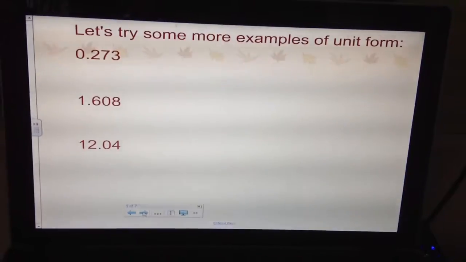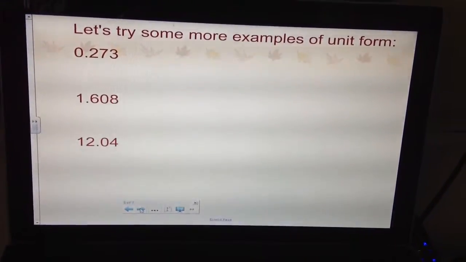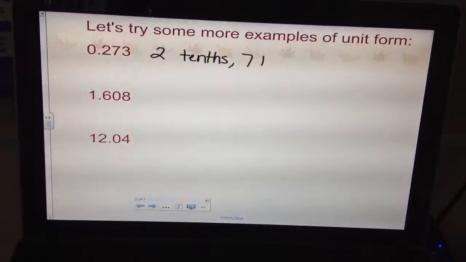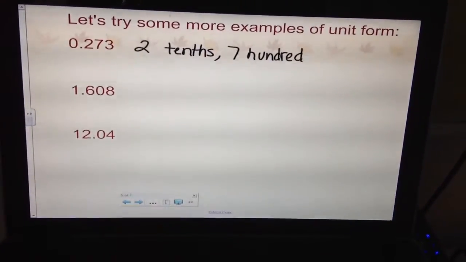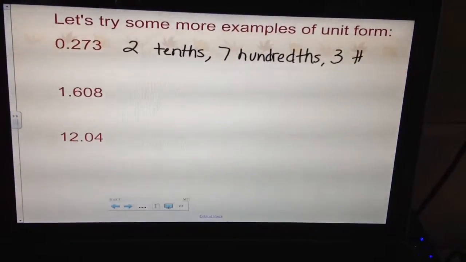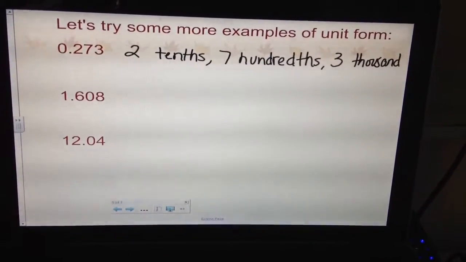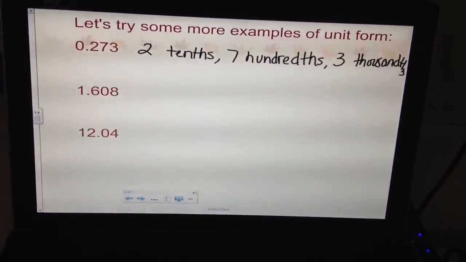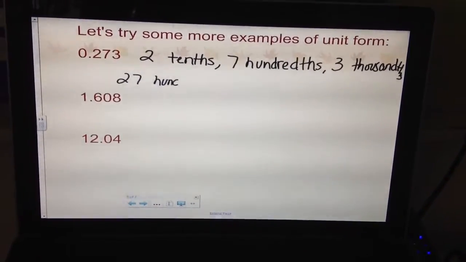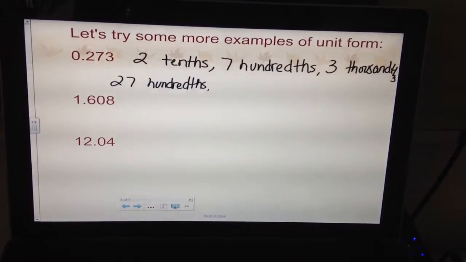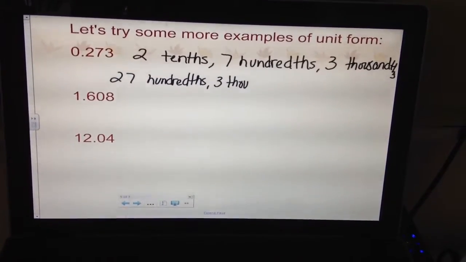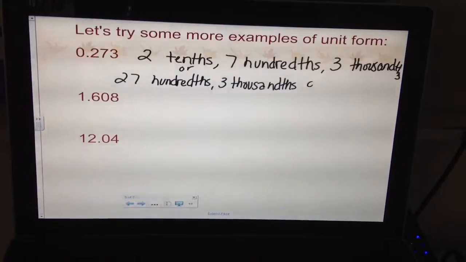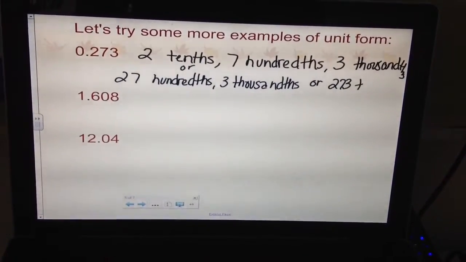So if I look at some examples, again, I can just go through and say what place everything is. I have 2 tenths. I have 7 hundredths. I have 3 thousandths. I can split it all up like that, and I can combine part of it if I want. I could say 27 hundredths, 3 thousandths. Or I could just say 273 thousandths.